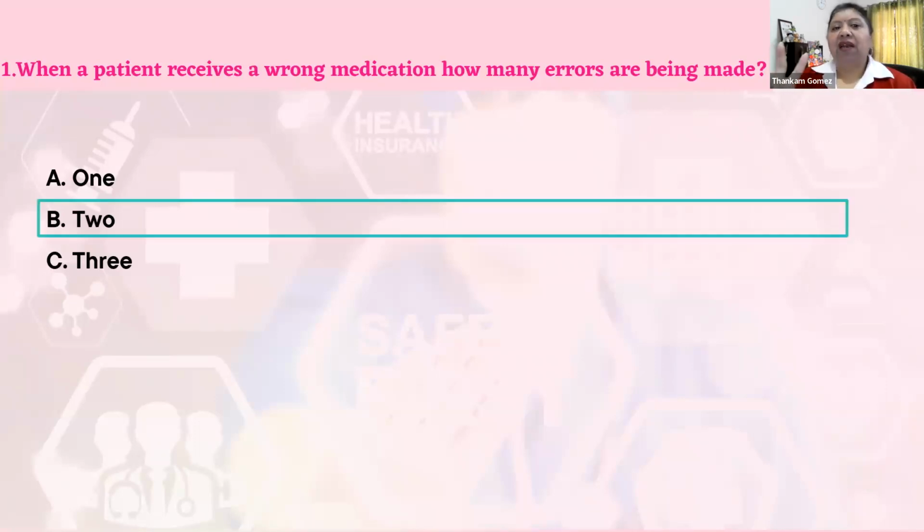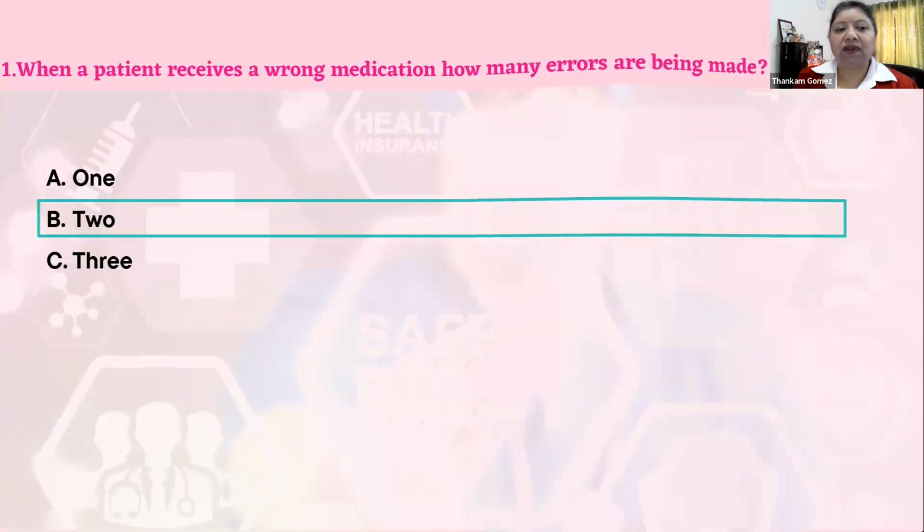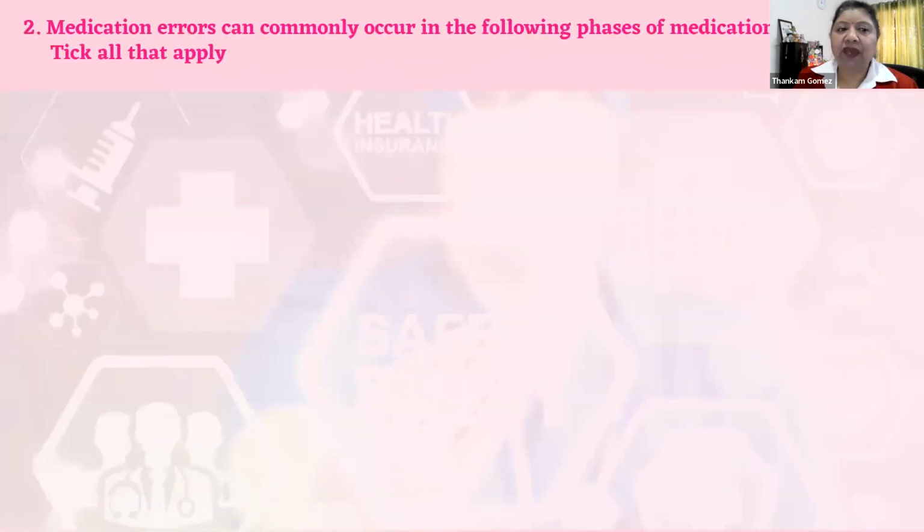Two mistakes are happening when you're giving wrong medicine, wrong patient. Two errors are anyway happening in any which way you look at it. So it is very important to remember that we don't want to make this mistake.